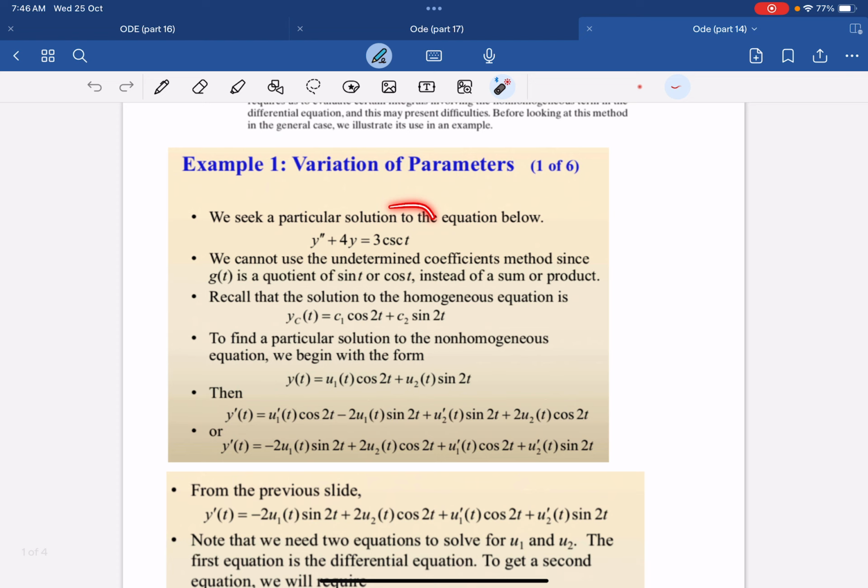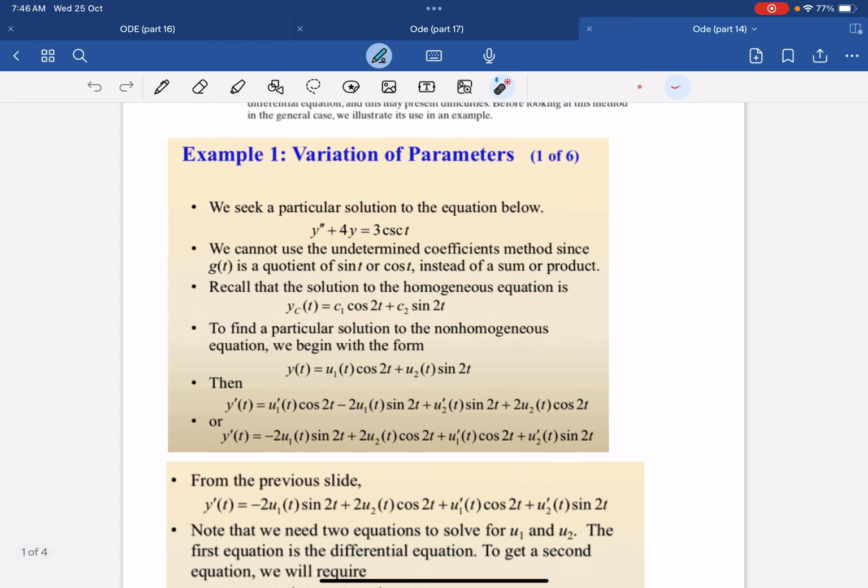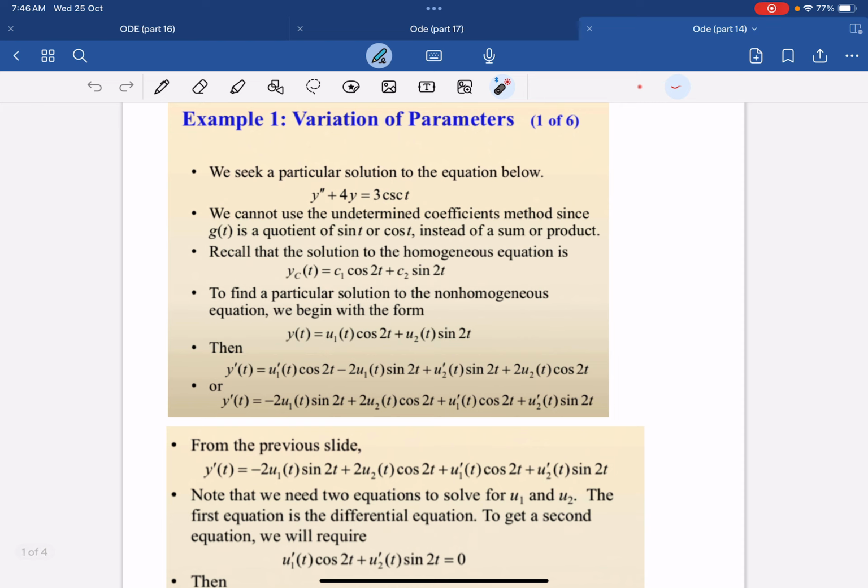So an example of variation of parameters is, okay, so what we do is we want to find a particular solution to the non-homogeneous equation here. We are unable to use the undetermined coefficients as it is a quotient of sine or cosine instead of a sum or product. So what happens is that we know that the homogeneous solution is this. To find a particular solution, we just let it be of the form, instead of having constants, we multiply with a function of t.